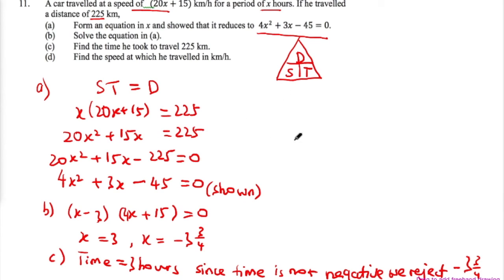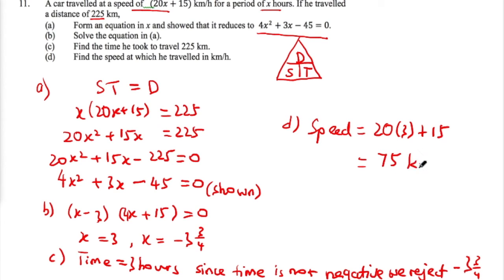And in the final part, we are asked to find the speed at which he traveled. The speed at which he traveled is 20x. So since we found x to be 3, then we have 20x is 20 times 3 plus 15, giving us 75 kilometers per hour.